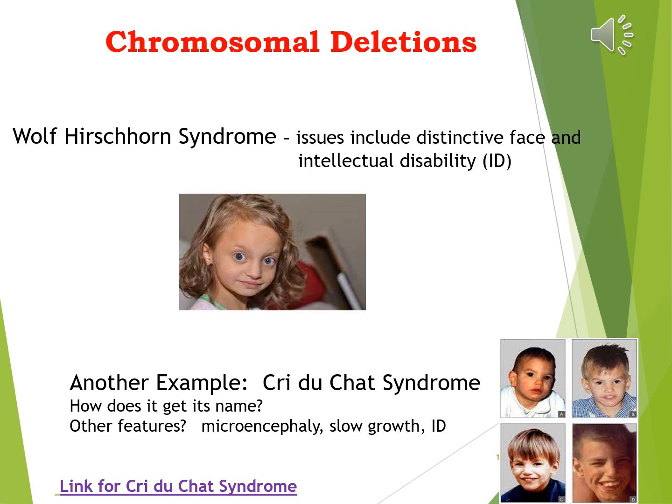Now another example would be Cri-du-chat syndrome. How does it get its name? You're going to have to listen to the link to find that out, but you'll find it interesting, I think. Other common features: microcephaly, which means small head and brain, slow growth, and intellectual disability. And again, visit the link to learn a little bit more information. It's very short, and I think you'll find it interesting.